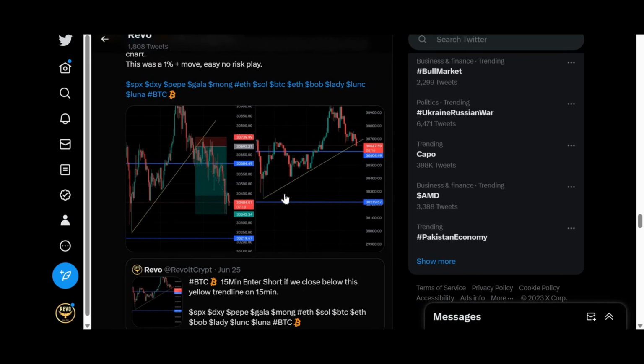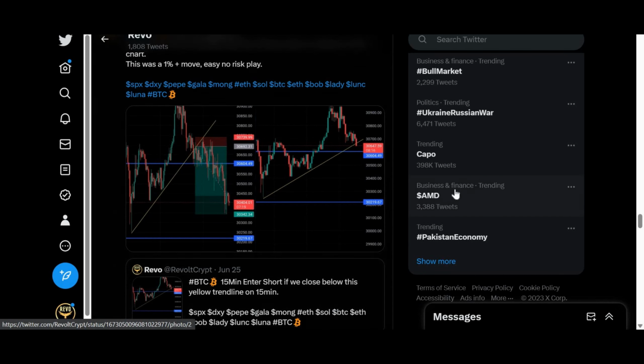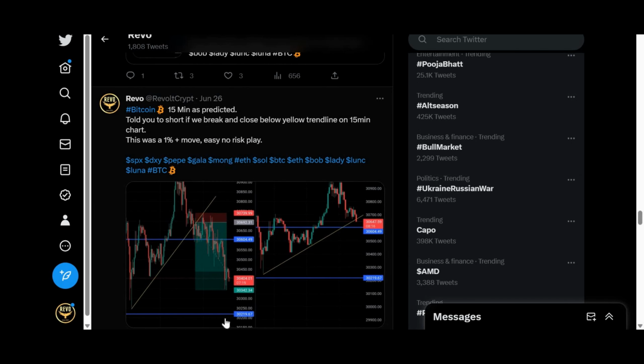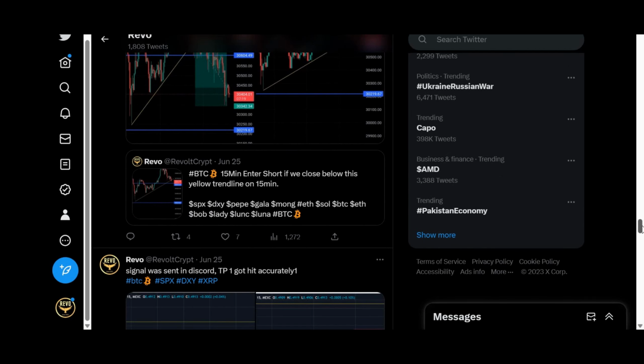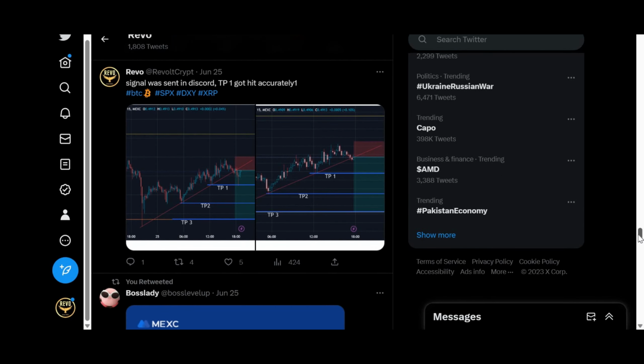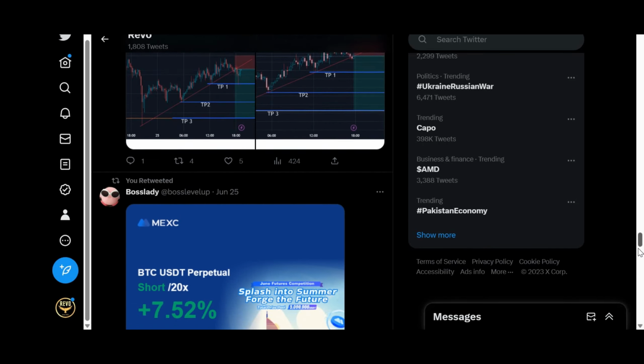So make sure, like I posted this, that if it breaks this trend line, and see, it was just in the 15-minute time frame, price closed here and retested that level, rejected, made a double bottom, and again went all the way down. So it was an easy 80% profit with 20x. So I just post charts like this here.